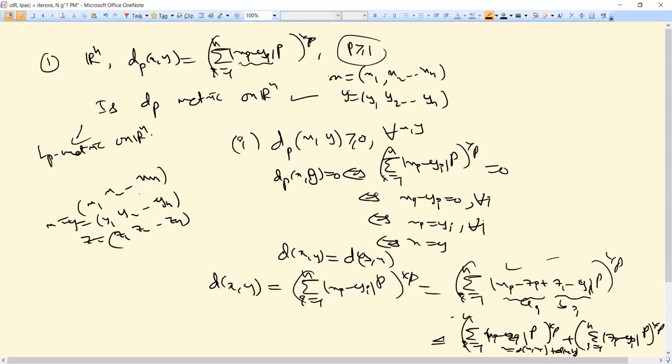Is it clear? Yes, sir. So p bigger than or equal to 1 is okay. But the thing is, what about p lies between 0 and 1? What about the remaining cases? Suppose p lies between 0 and 1, what about these cases?